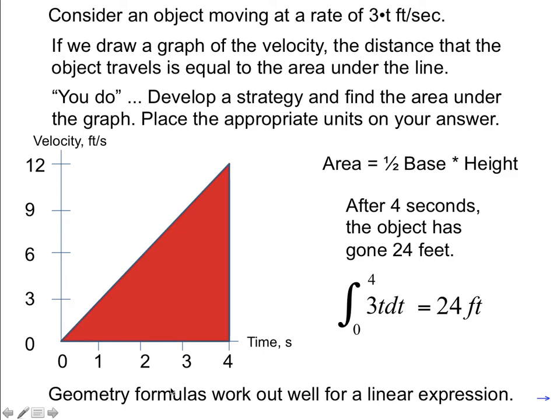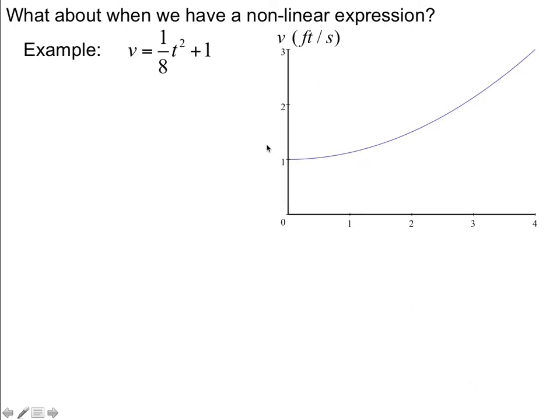So our distance traveled is 24 feet in that 4-second interval. So the geometry formulas work out really well for linear expressions. You know, the last example was constant, that's a linear expression. This example was a linear expression that was increasing, where they work really well for that. But what happens when we don't have a linear expression?